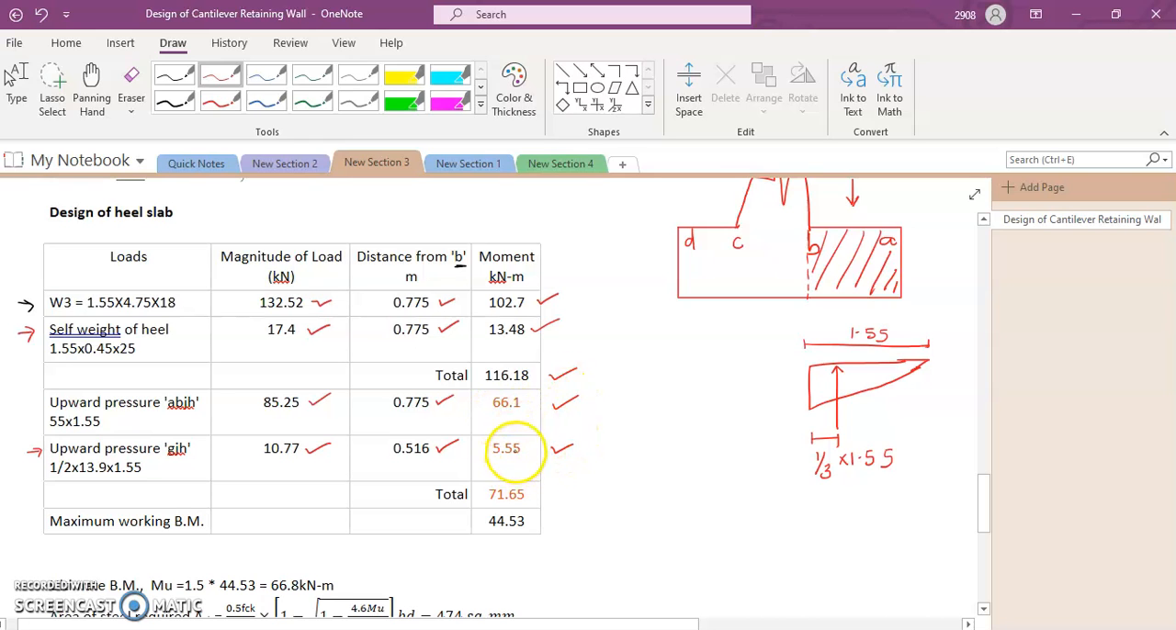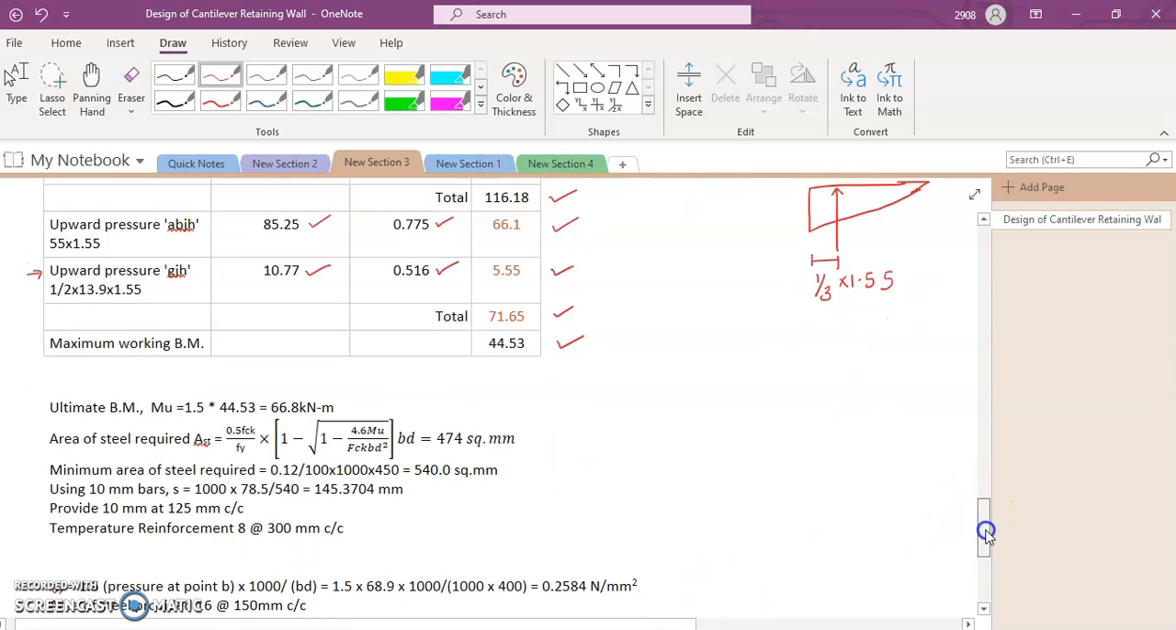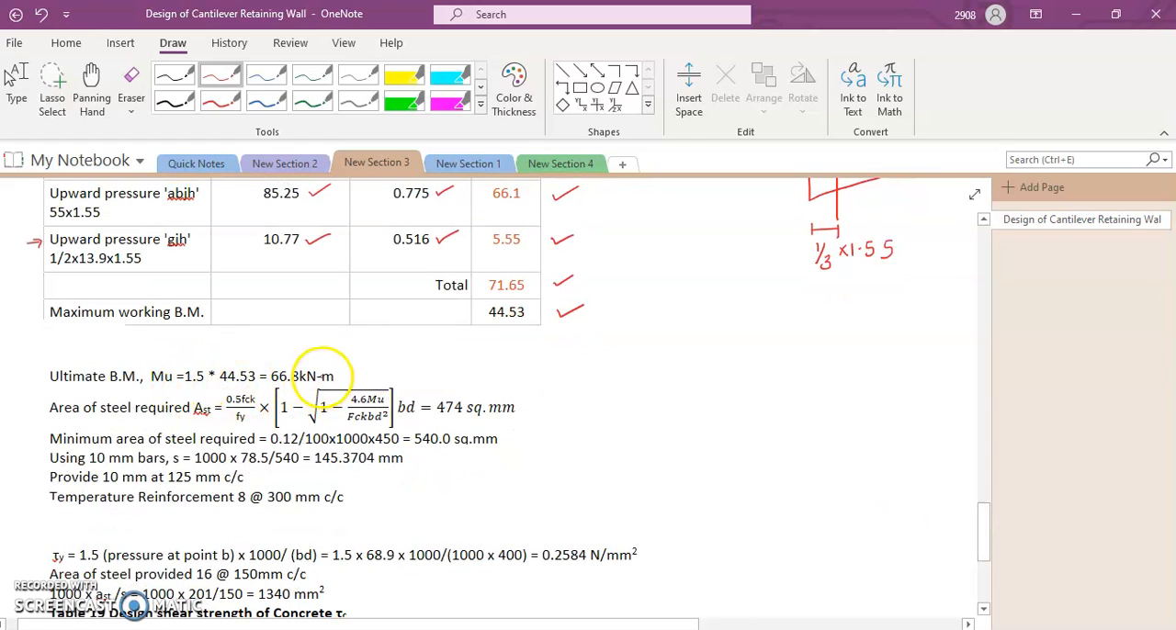These are marked in red because they are upward, whereas the previous ones, due to W3 and self weight, we have written in black because they are downward. So the total upward pressure moment we get is 71.65 kilonewton meter. The maximum working bending moment, after we subtract 71.65 from 116.18, is 44.53 kilonewton meter. So the ultimate bending moment Mu will be 1.5 times 44.53, which is 66.8. The area of steel, after putting it in this formula, we get as 474 square mm.